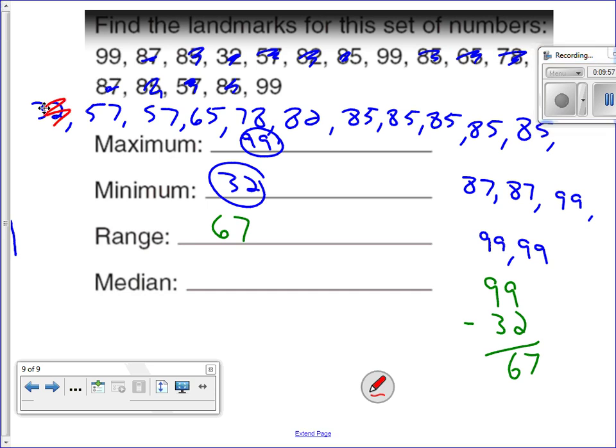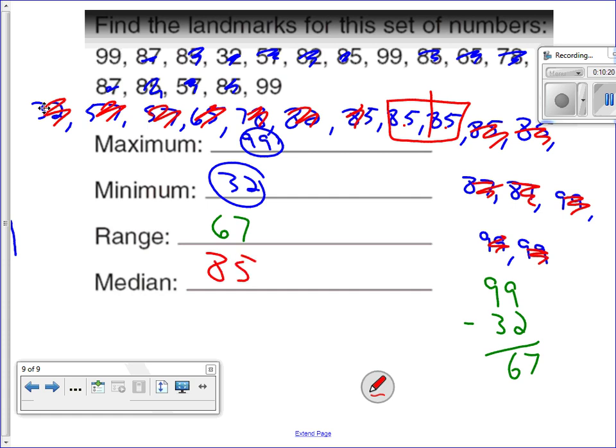So I'm going to cross off the 32, cross off a 99, cross off a 57, cross off a 99, cross off another 57, cross off a 99, cross off a 65, cross off 87, 78, 87, 82, 85, 85, 85. Left with two numbers left, nothing in the middle because they're both 85s. 85 is my median. If I was asked what number happened the most, I would have to say 85 happened the most.